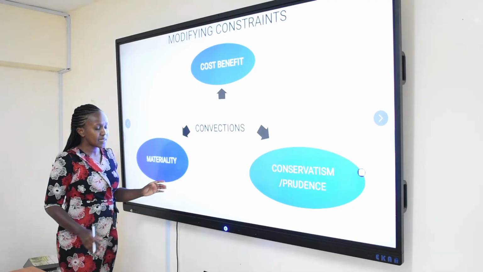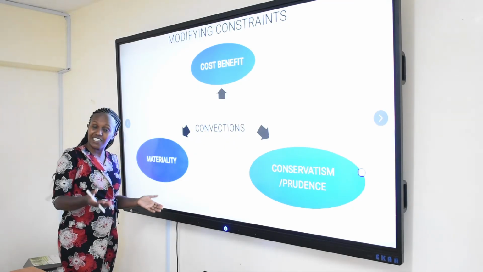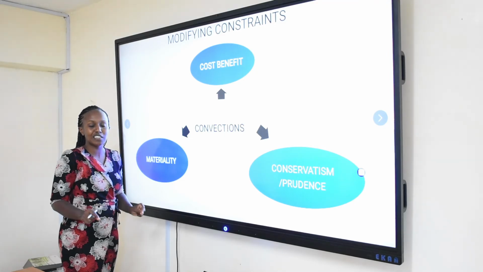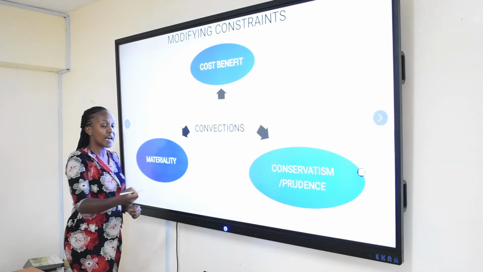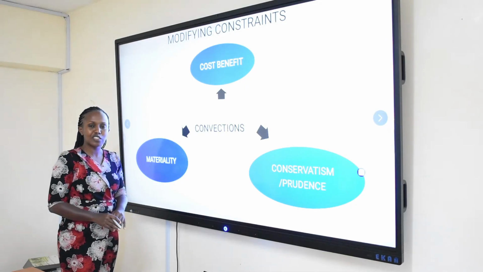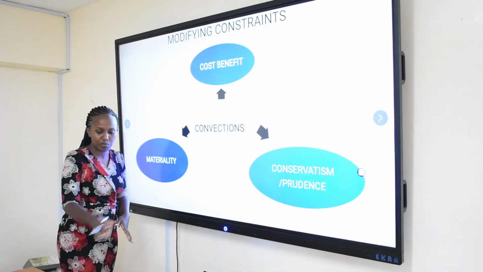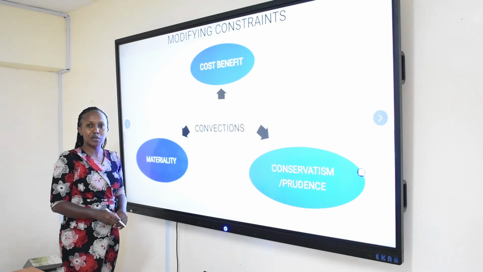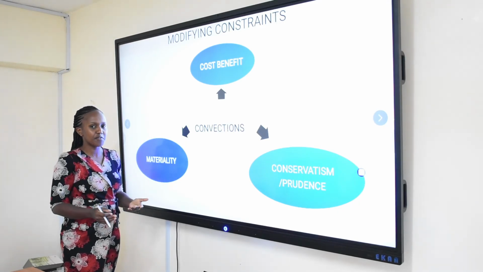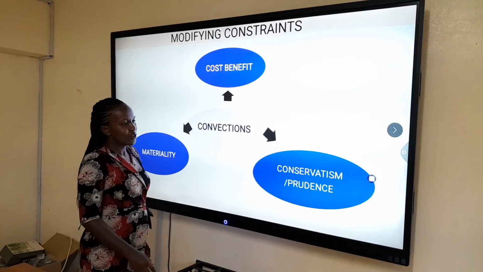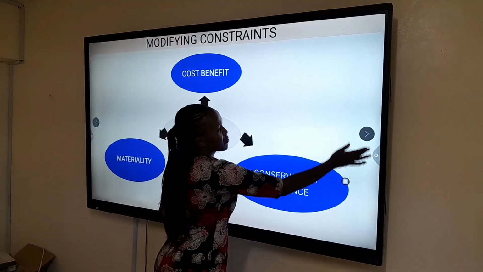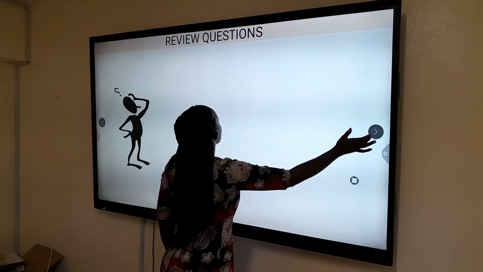The same way, there is somebody who, if they lose maybe 10 shillings, it means much less to them. So to them, the 10 shillings is immaterial. But to someone else who is hustling, losing the 10 shillings in the matatu would result in asking everybody to stand up so that probably they can look for that money, because it is too important to them. It's all maybe they have. So having finished on the modifying constraints, let us look at the review questions.